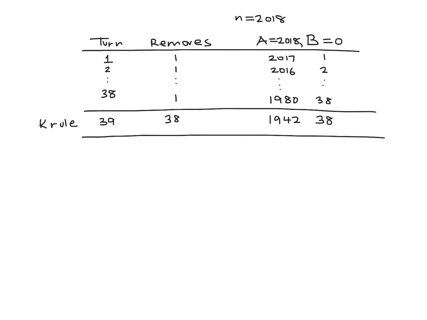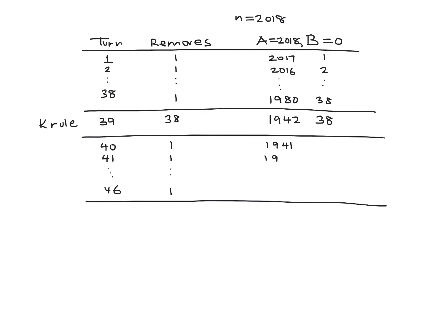Then you go back to the 111 scenario, like here, 7 times, 40, 41, all the way till 46. And so I got 1, 1, all the way down to 1. And so this goes from 1942 to 1941, 1940, all the way down to 1935. And this, of course, would become 39. This would be 40, all the way till 45. And then you have to use the K rule.